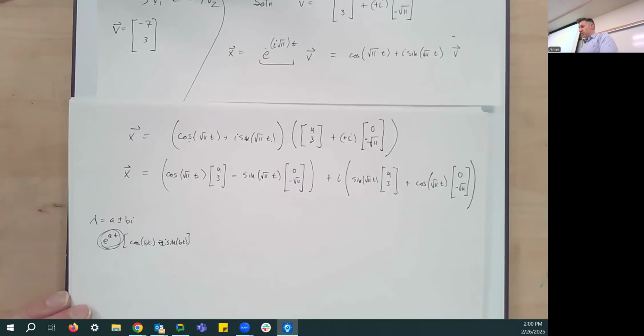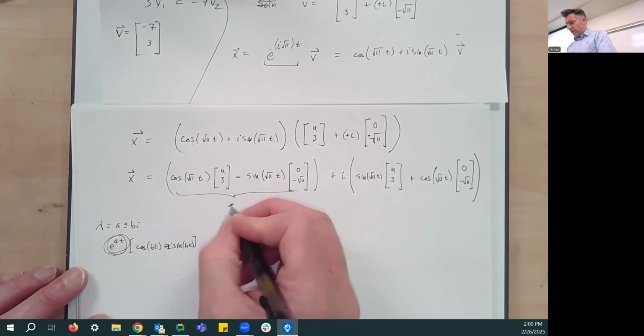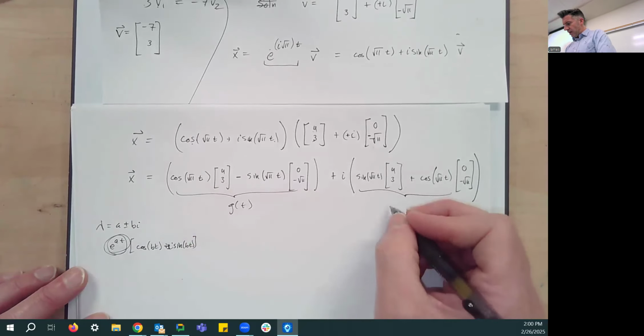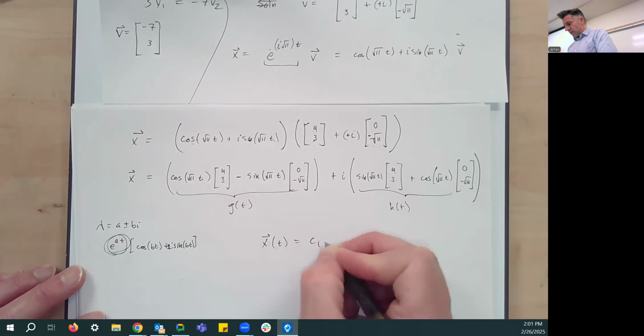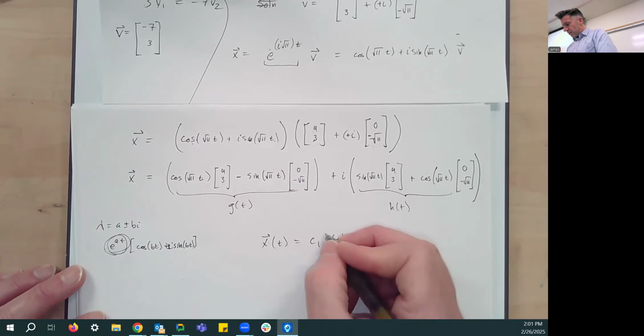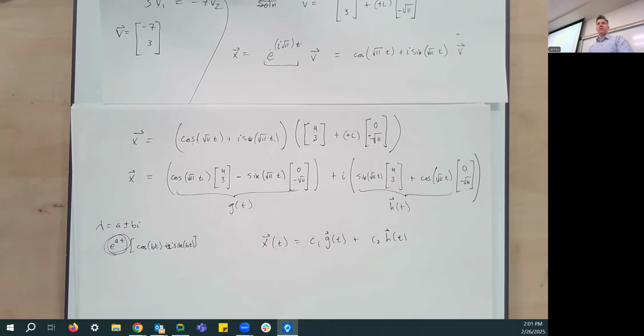And then if I was doing this on the exam, I think he just likes to say that this is your g of t, and this is your h of t, and your general solution x of t is equal to c1 g of t as a vector plus c2 h of t. That's what he usually writes when he's writing these solutions. He doesn't write it all out. So yeah, that's your general solution. So we would want to simplify. Well, I think he considers it simplified all the way.